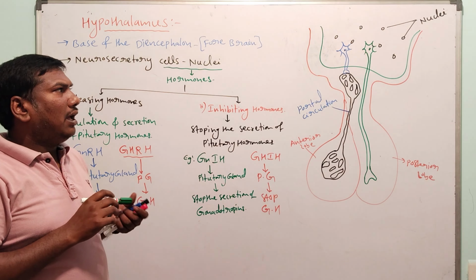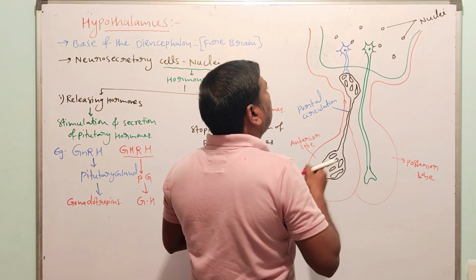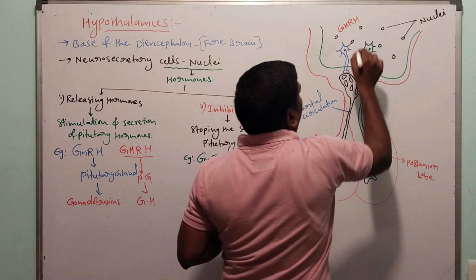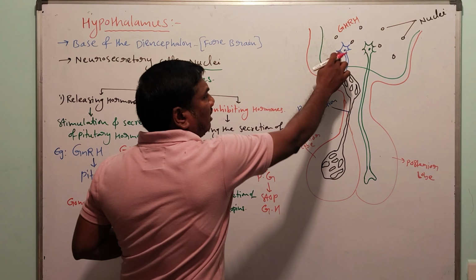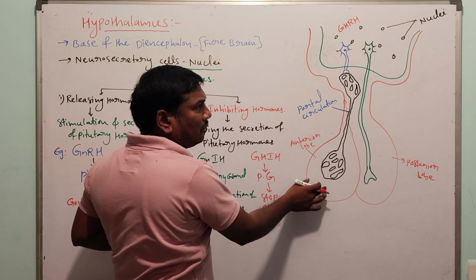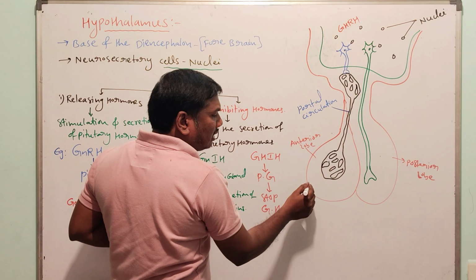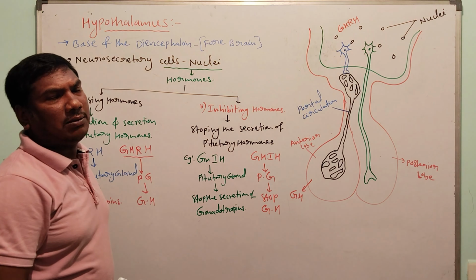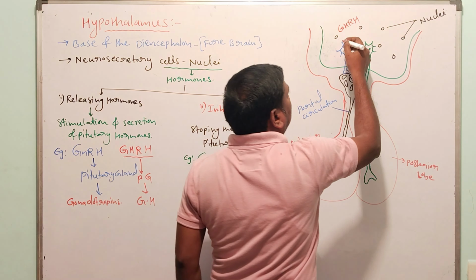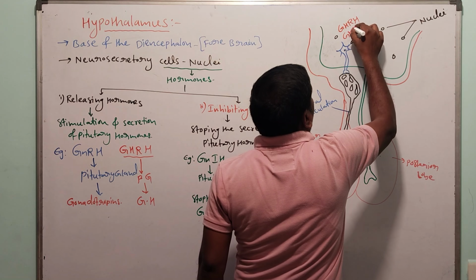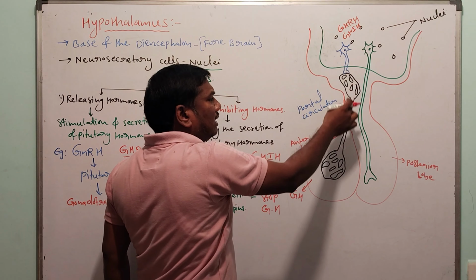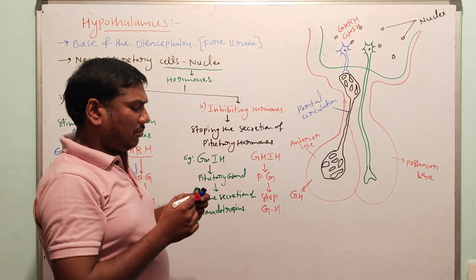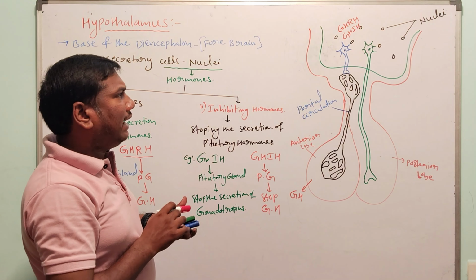For example, the hypothalamus releases the growth hormone releasing hormone. The growth hormone releasing hormone secreted by the hypothalamus enters the portal circulation to the anterior pituitary. The anterior pituitary then stimulates the secretion of the growth hormone. Next, the hypothalamus releases another hormone, growth hormone inhibiting hormone. It enters into the pituitary gland and stops the secretion of the growth hormone. So this is one releasing hormone example and one inhibiting hormone example.